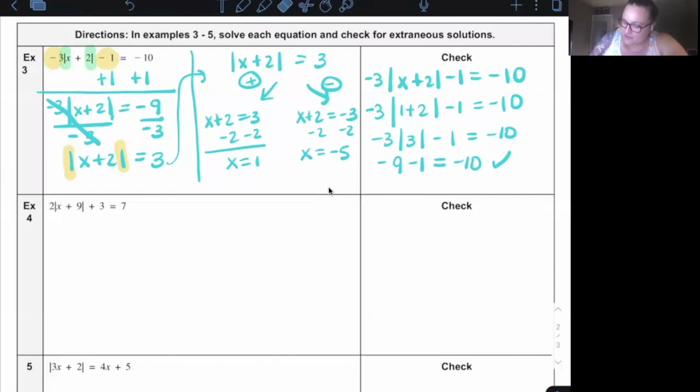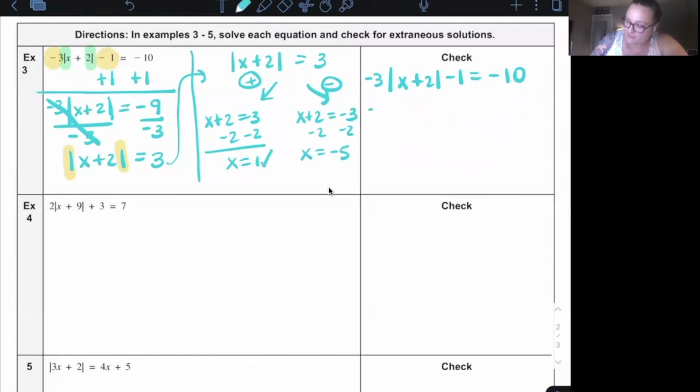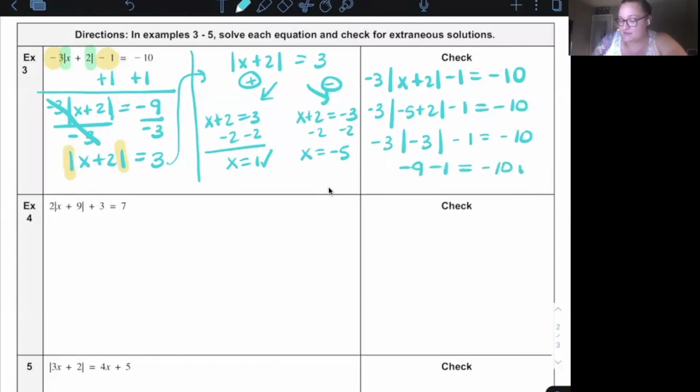And because I'm out of room, I'm going to go back and erase these steps. I just figured out that 1 does work, so now I'm going to plug in negative 5. Negative 5 plus 2 minus 1 equals negative 10. So negative 5 plus 2 is negative 3. The absolute value of negative 3 is actually positive 3. So negative 3 times positive 3 would be negative 9. And again, negative 9 minus 1 is negative 10. So they both work. So our final answer is x equals 1 and negative 5.